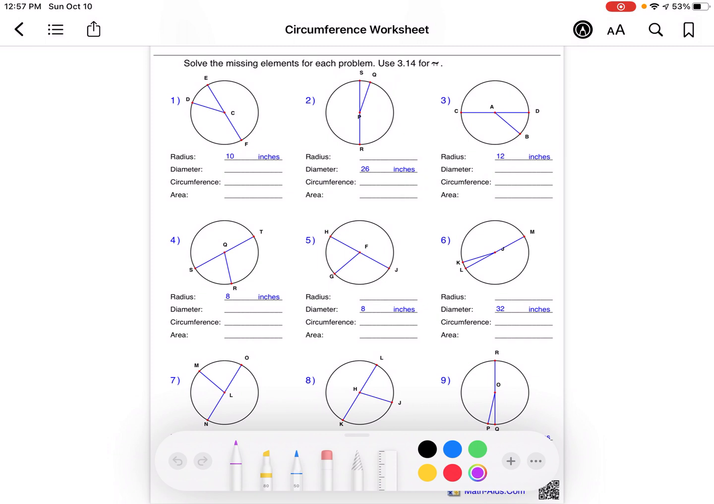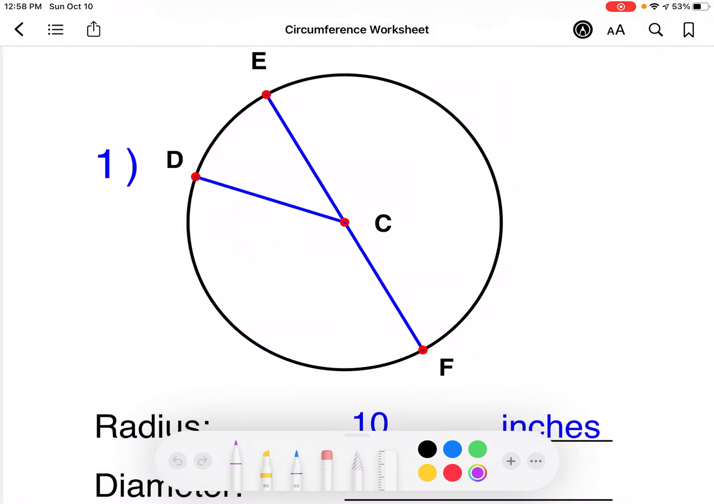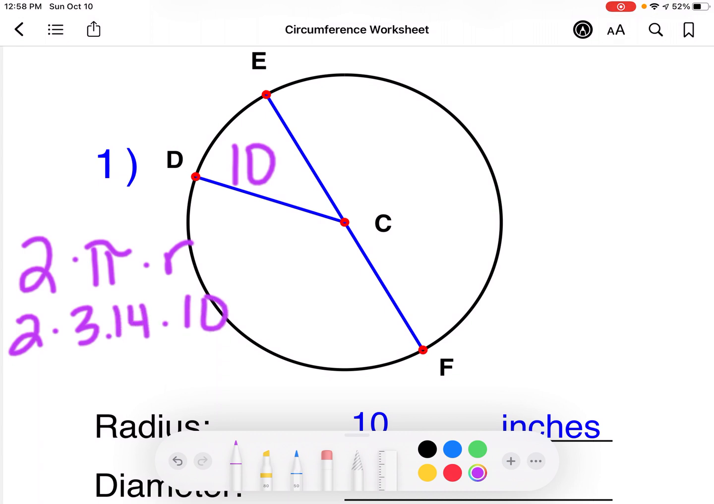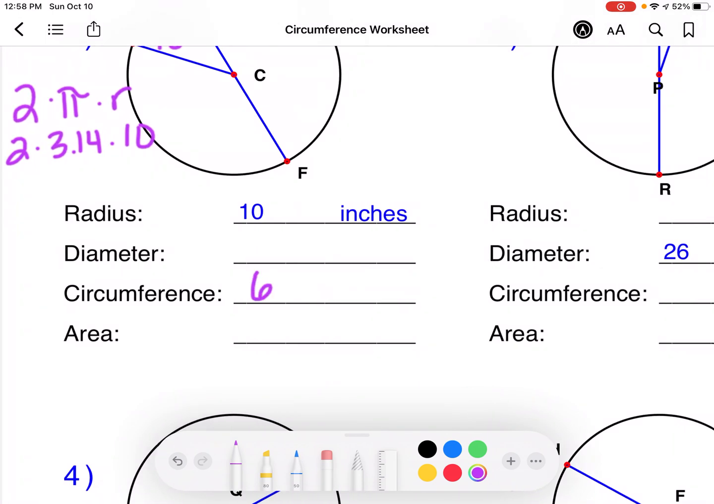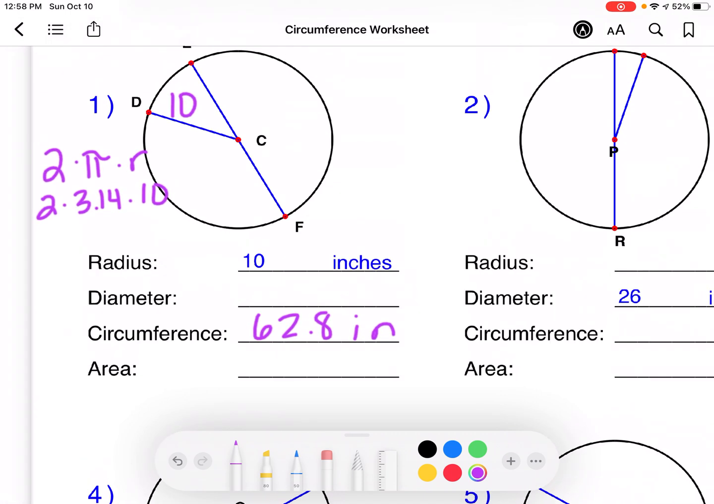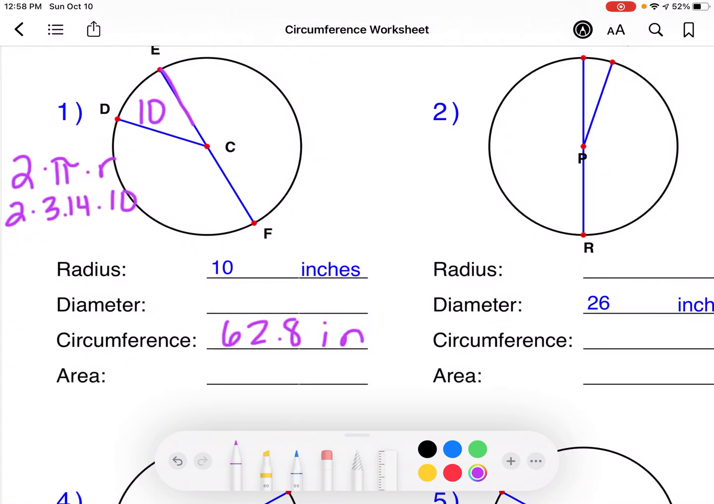So we are going to look at circumference. We're not going to worry about the area of any of these circles because at this point we haven't learned it yet. So I'm going to start with labeling my radius as 10. My circumference formula is c equals 2 times pi times the radius. So 2 times 3.14 times 10. In my calculator, I'm doing 2 times 3.14 times 10, and I get 62.8 inches. They also want to know the diameter, so if the radius is 10, the whole length across would be 20 inches.